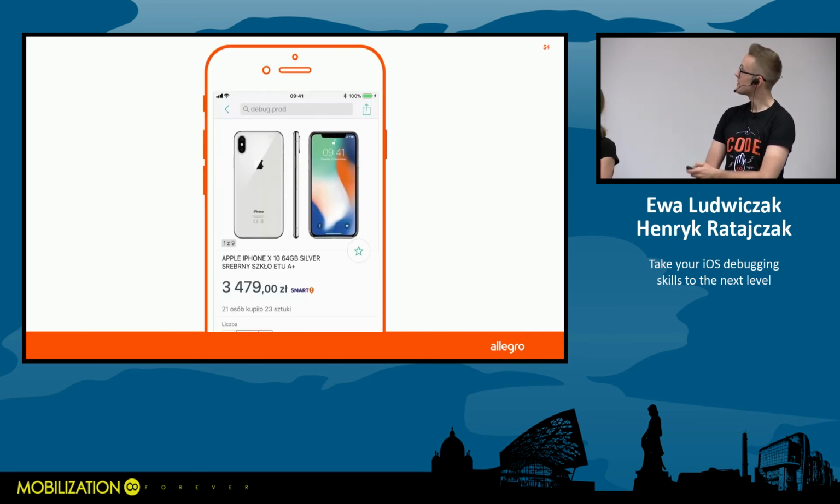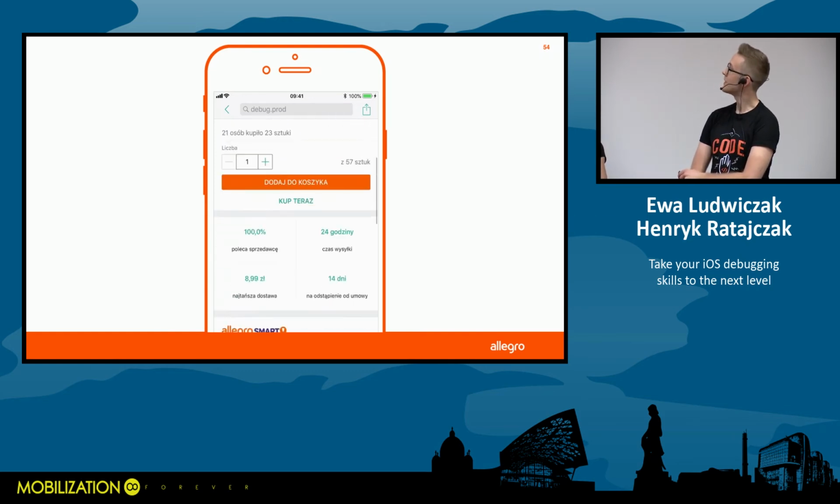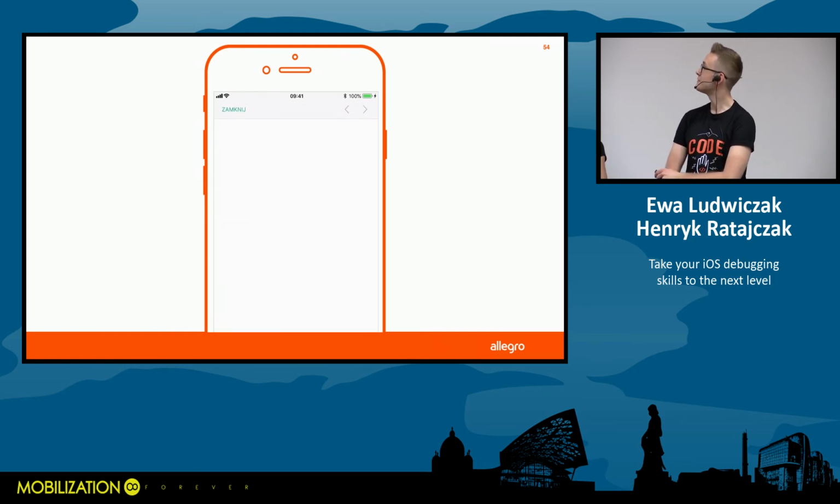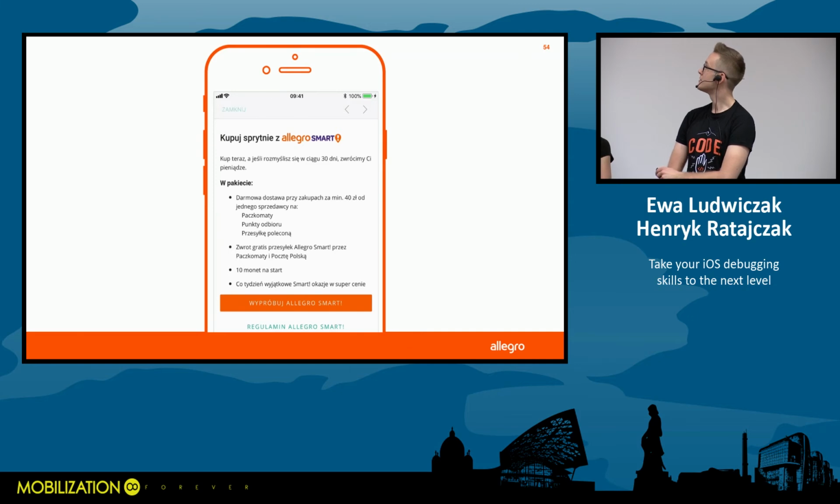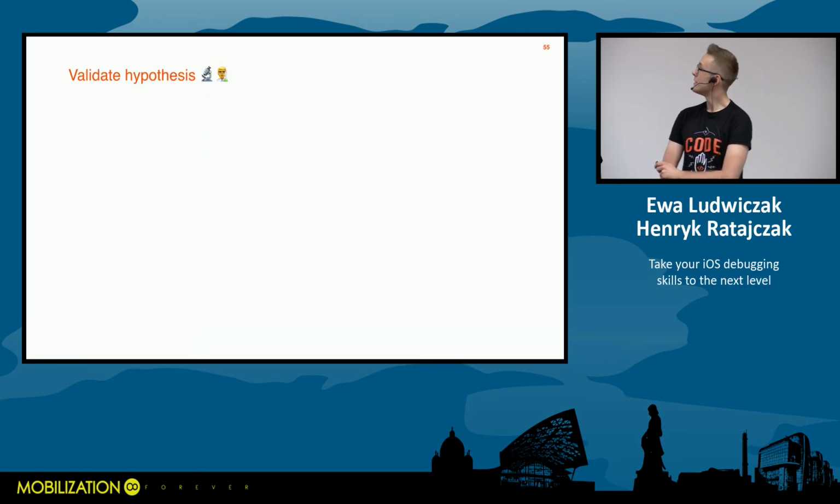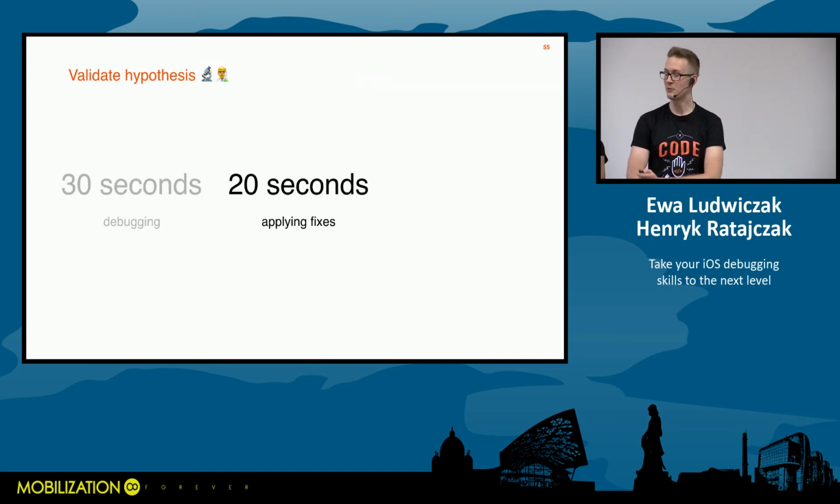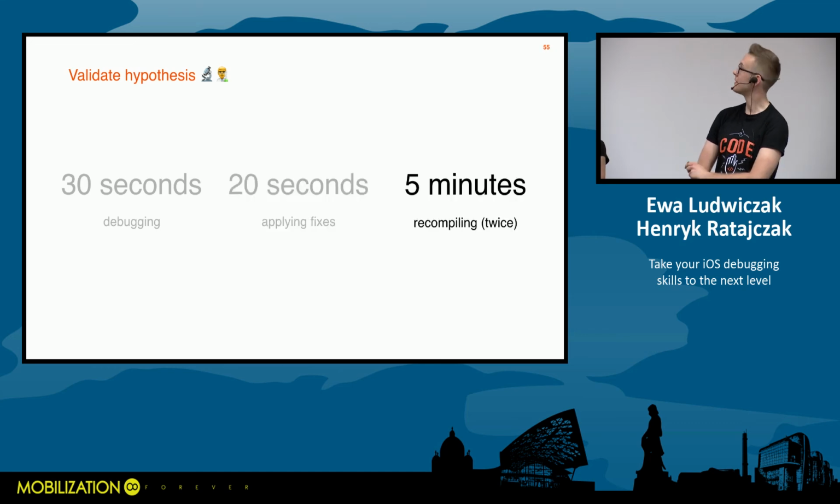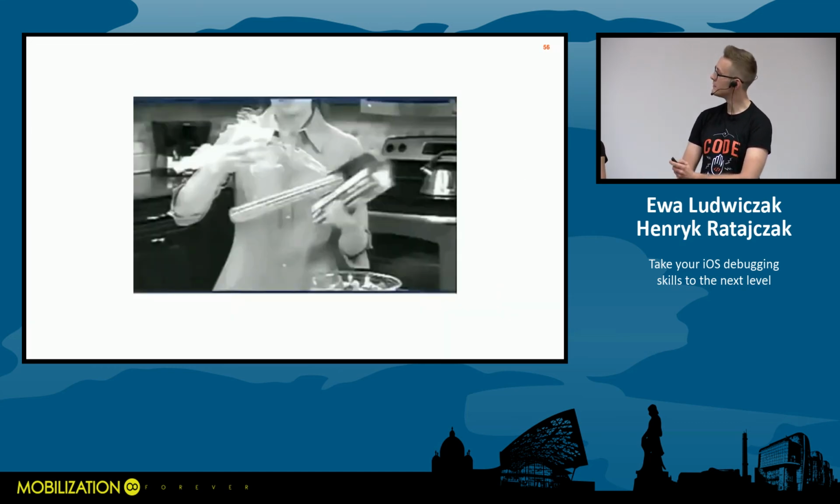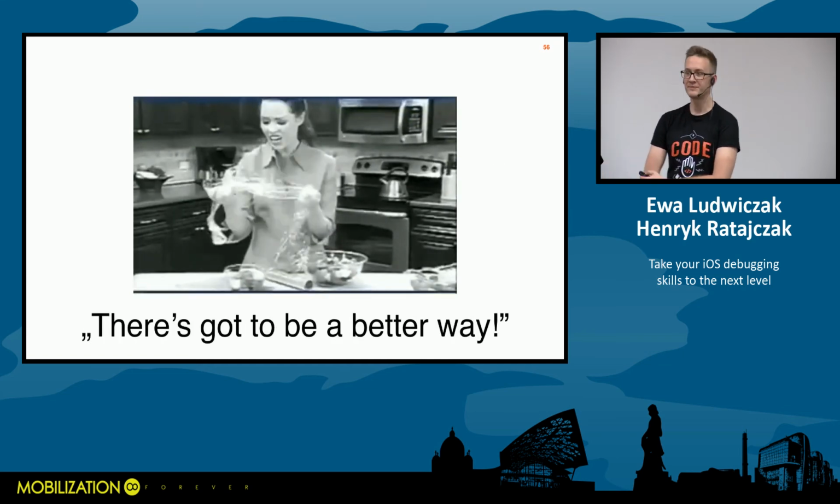So I came up with a fix, and then tried again, and finally I could ship the fix of the model screen. However, as you see, I spent about 30 seconds debugging with you, less than 20 seconds applying fixes, and as I recompiled my app twice, I was looking at the screen like a stupid person for over 5 minutes. So I thought to myself, there's got to be a better way to do this, right?